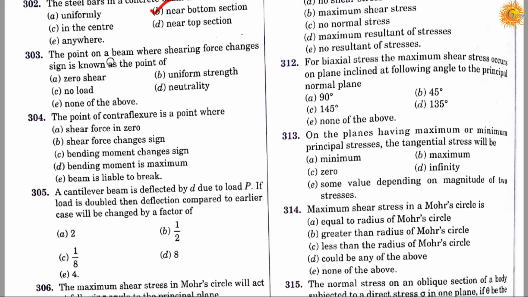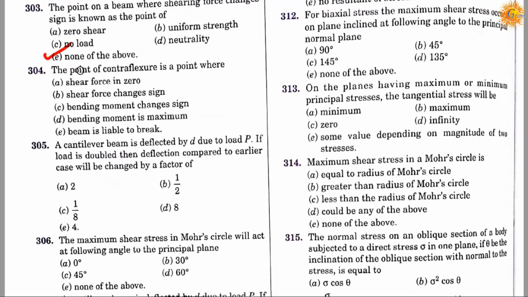The point on a beam where shearing force changes sign is known as the point of: option A zero shear, option B uniform strength, option C no load, option D neutrality, and option E none of the above. Correct answer is E, it's none of the above.